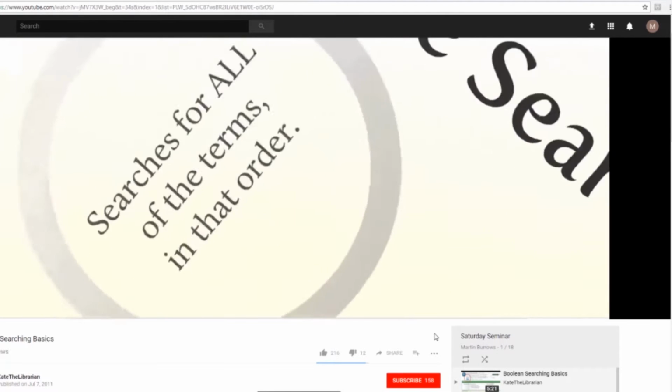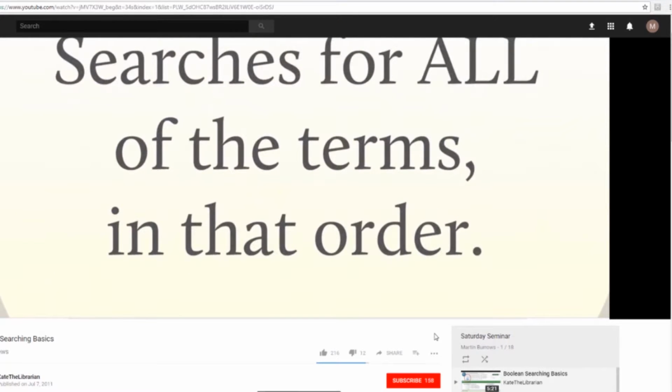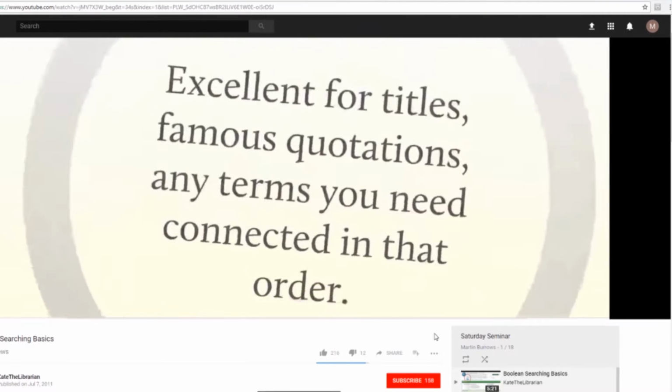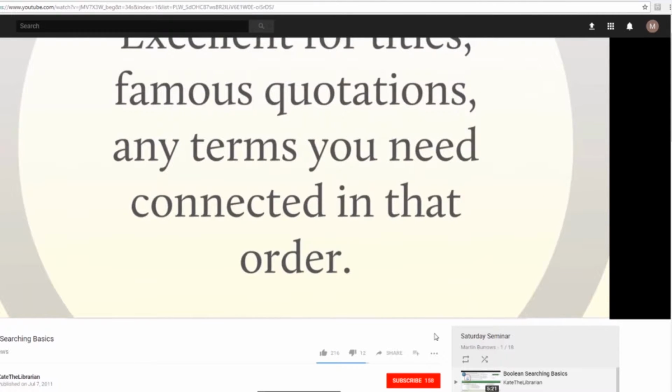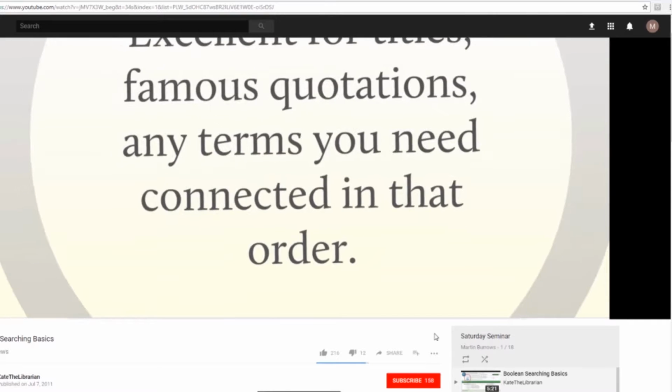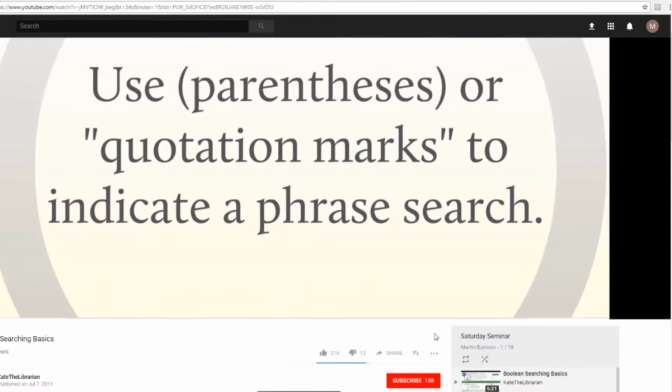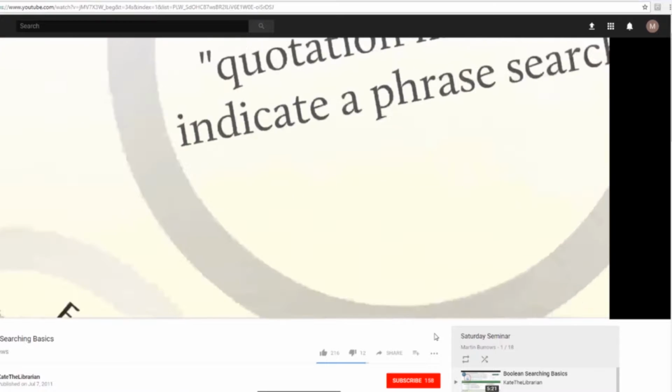Phrase searching is another important tool for searching. This searches for all of the terms in the order you enter them. It's excellent for titles, famous quotations, and any terms that you need connected in the order that you enter them. You use parentheses or quotation marks to indicate a phrase search.